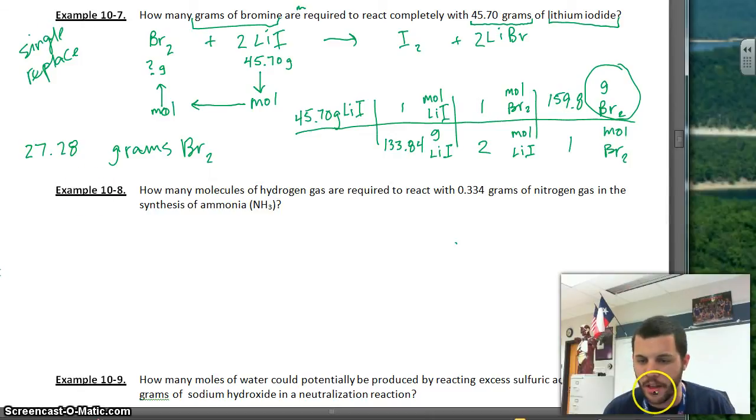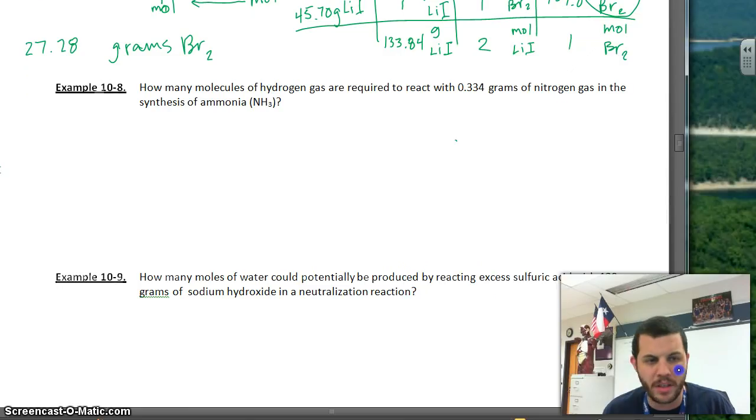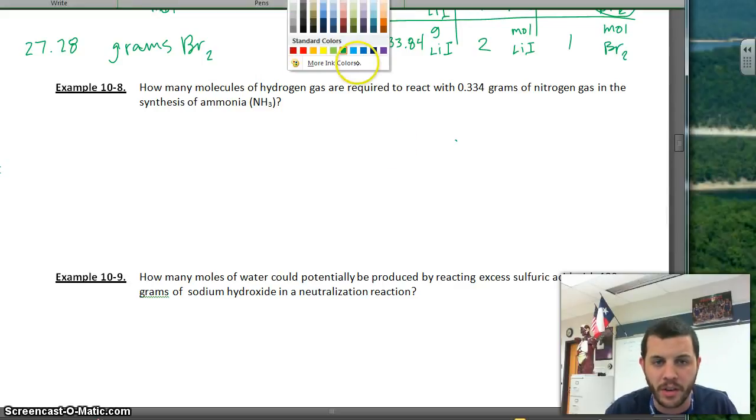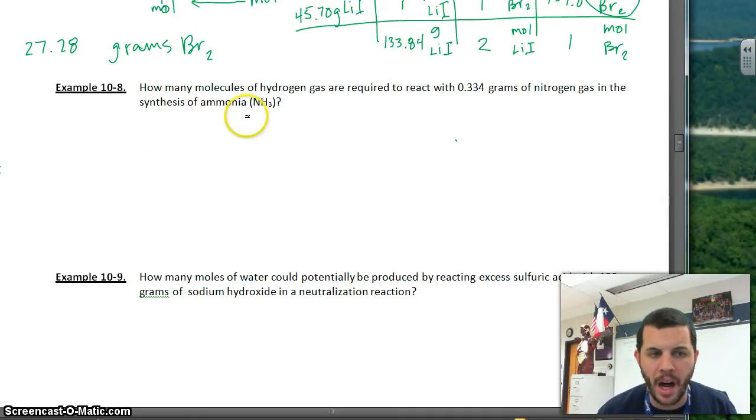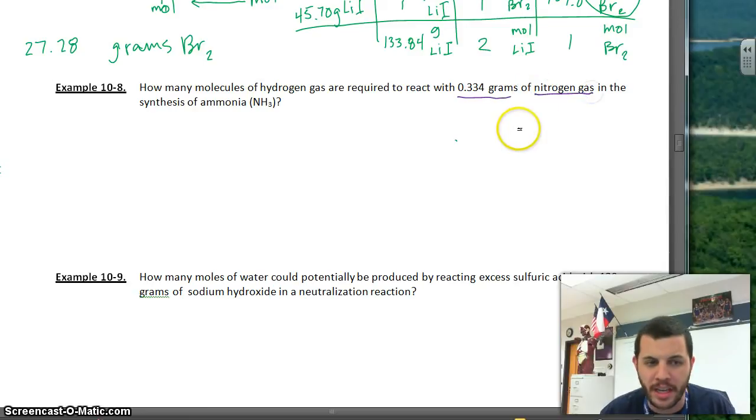Okay, let's do another one, well, let's switch it up just a little bit. How many molecules? Oh, this is a good one. I love this. All right, so now, it's so awesome, I'm going to change colors for it. Let's do purple. Okay, how many molecules of hydrogen gas are required to react with 0.334 grams of nitrogen gas in the synthesis of ammonia?